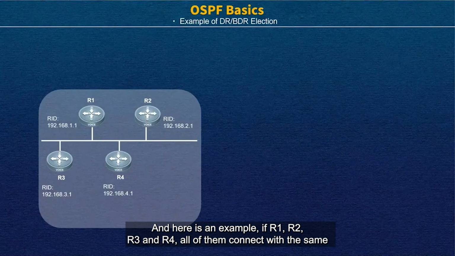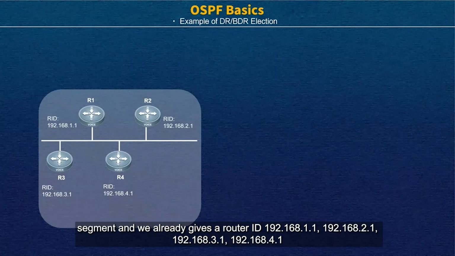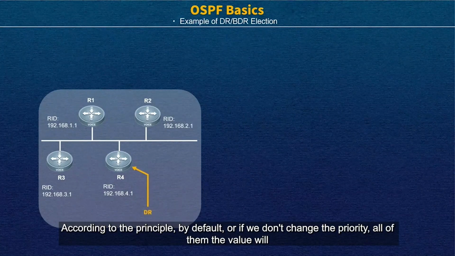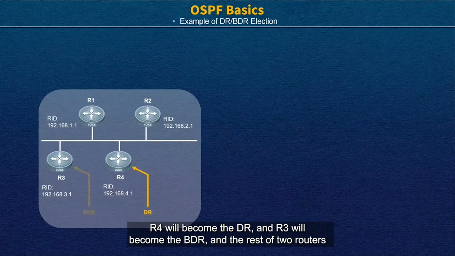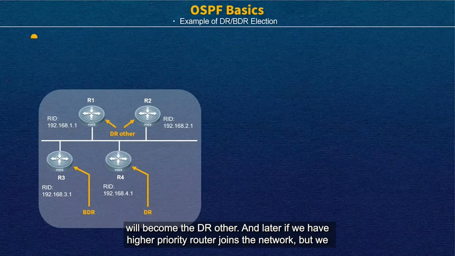And here is an example. If router 1, router 2, router 3, and router 4, all of them connect with the same segment, and we already give the router IDs 1.1, 2.1, 3.1, and 4.1. According to the principle, by default, if we don't change the priority, all of them will have the value 1, right? So we will compare the router ID. The biggest router ID will become DR. So finally, router 4 will become the DR. Router 3 will become the BDR. And the rest of the 2 routers will become the DR other.